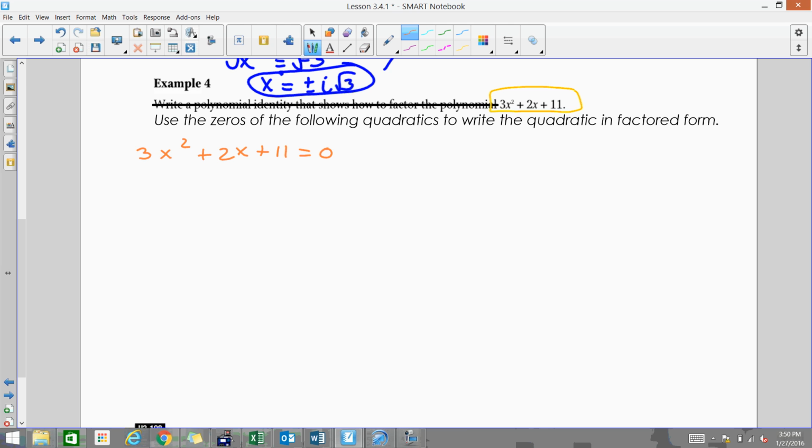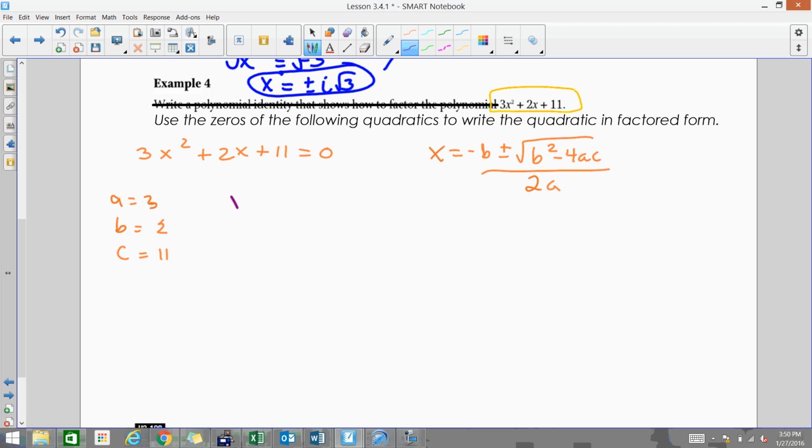You're going to have to use our best friend in the entire world, the quadratic formula, which again is x equals the opposite of b plus or minus the square root of b squared minus 4ac all over 2a. So here we go. Our a is 3, our b is 2, and our c is 11. So now we will start the quadratic formula.